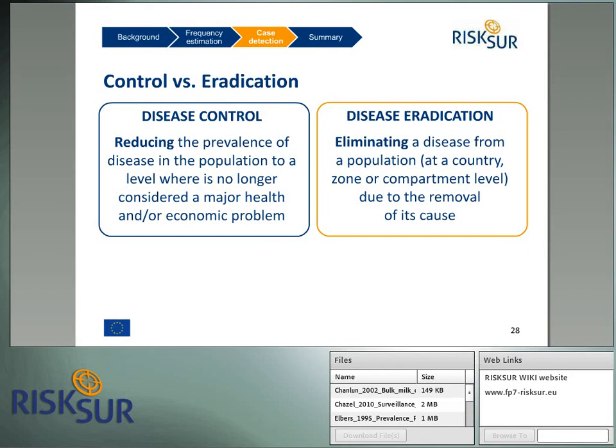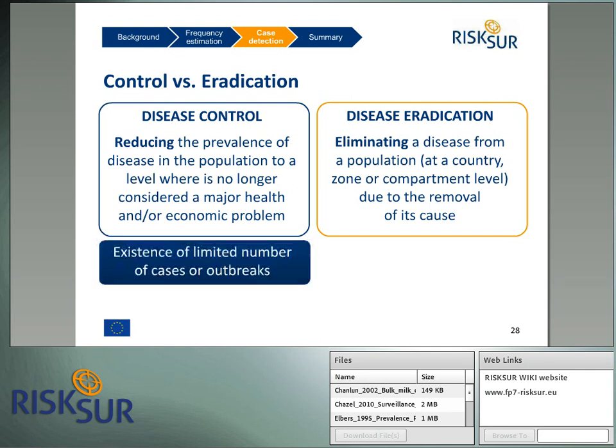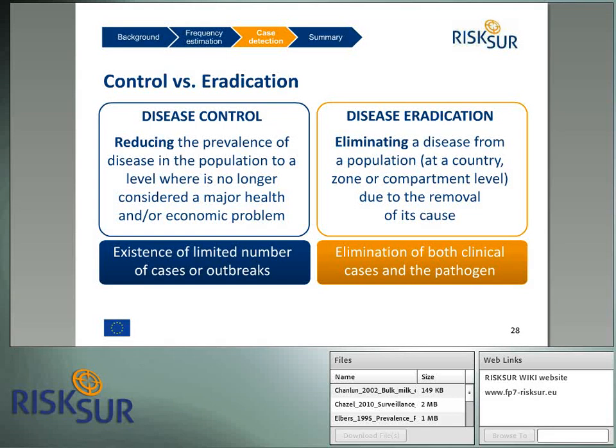By disease control, we mean reducing the prevalence of disease in the population to a level where it is no longer a major health or economic problem. This is by definition compatible with the existence of a limited number of cases still present. On the other hand, disease eradication, in case it will be achievable, aims at a complete elimination of a disease from a population, meaning that both the clinical cases and the pathogen should no longer be present.